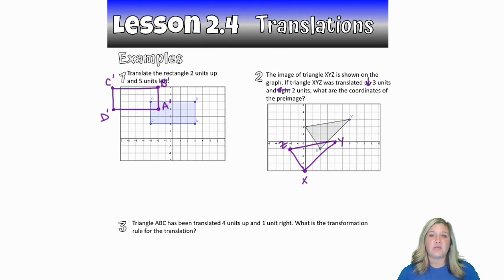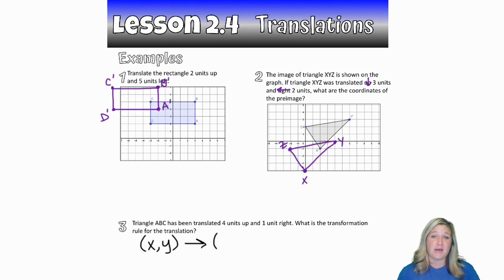So now we're going to look at writing a rule. For a transformation rule, you're going to refer back to that yellow box that we just talked about. It's probably gray on your paper, and hopefully you wrote it down. So triangle ABC has been translated 4 units up and 1 unit to the right. What's a transformation rule for this translation? To write a transformation rule, they all start out like this, (x, y). And then I'm going to talk about what happens to each x coordinate and each y coordinate, no matter where it is, based on this transformation.